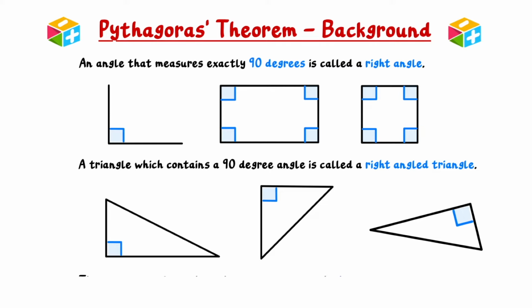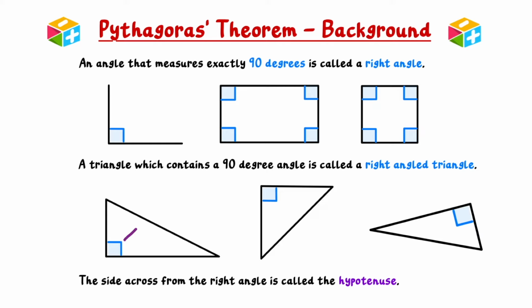In a right angle triangle, the side across from the right angle is called the hypotenuse. The hypotenuse will always be the longest side in the triangle. Let's take a moment to test your knowledge on these important definitions.